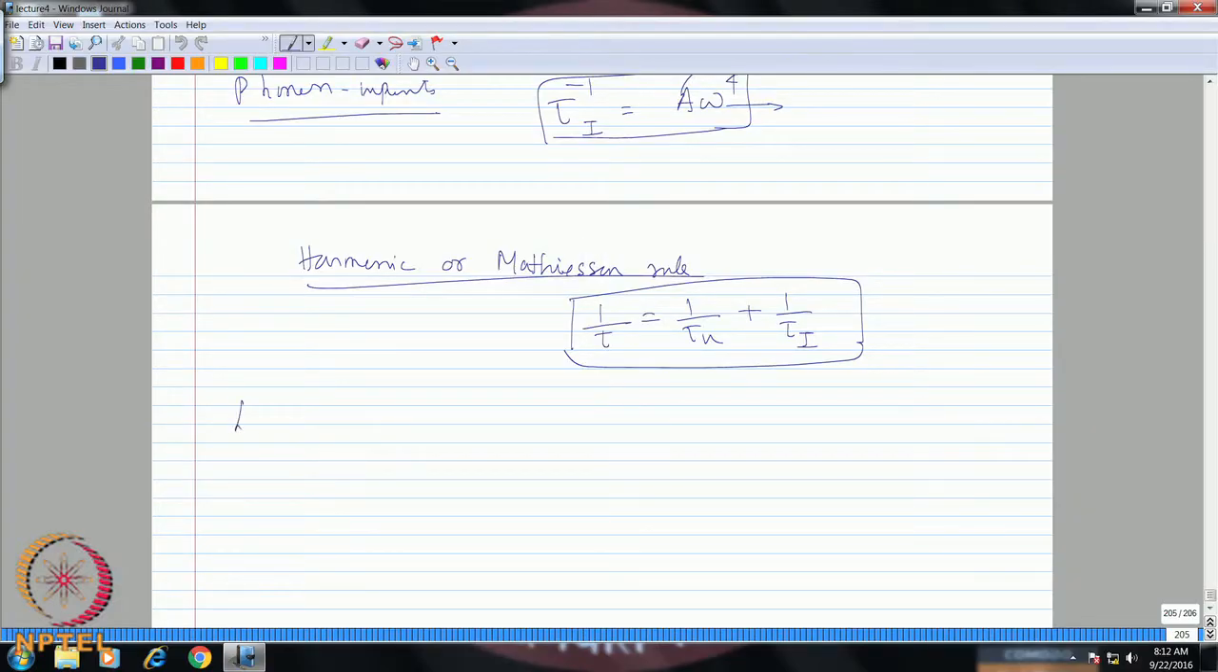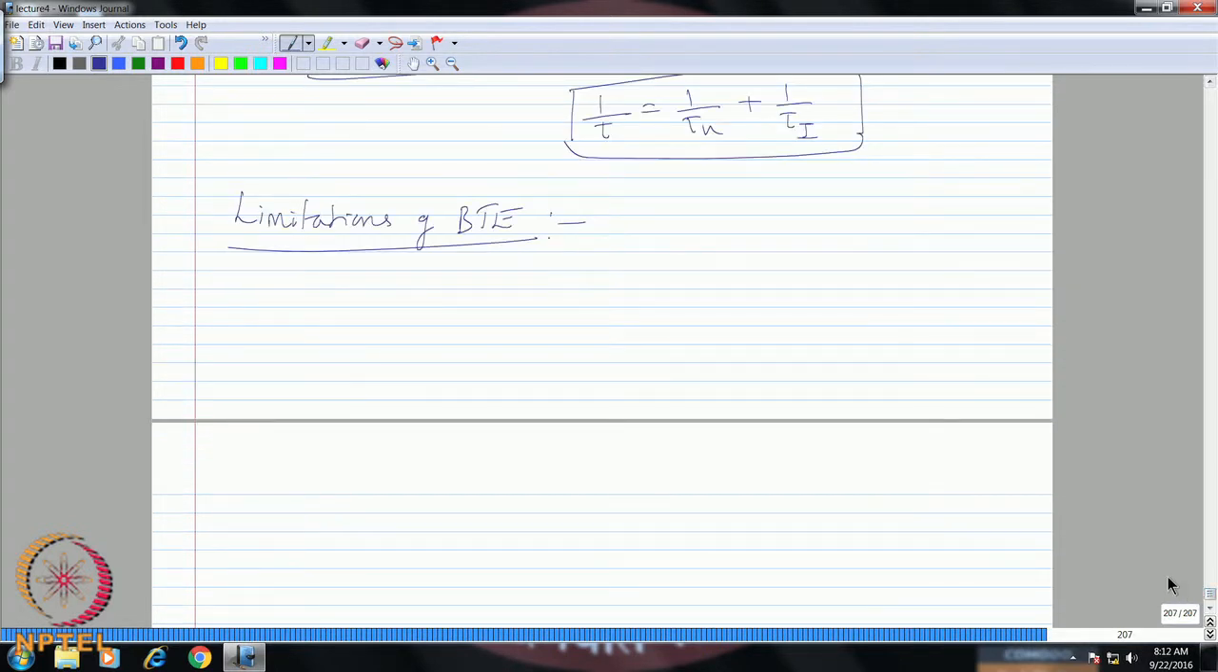You have to know the limited range of applicability of the BTE, and therefore, let us highlight the limitations of the Boltzmann transport equation. One of the most straightforward things which you might already know is that when we talk about BTE and the distribution function, all these are limited to a particle-based approach.